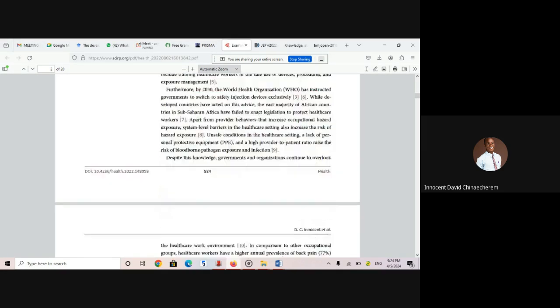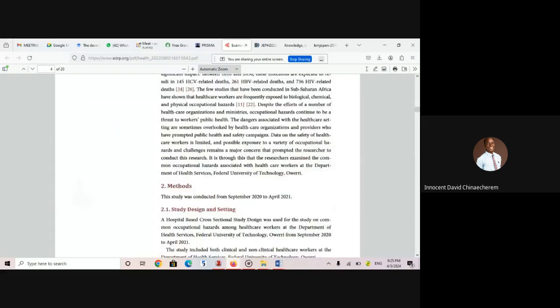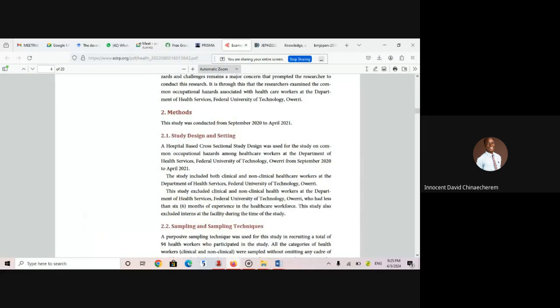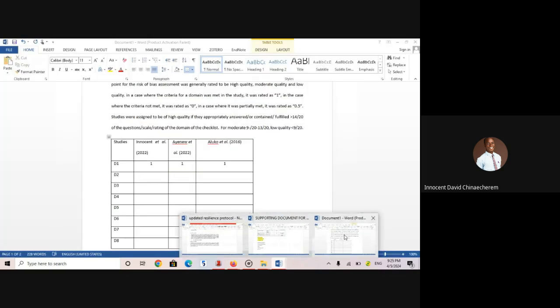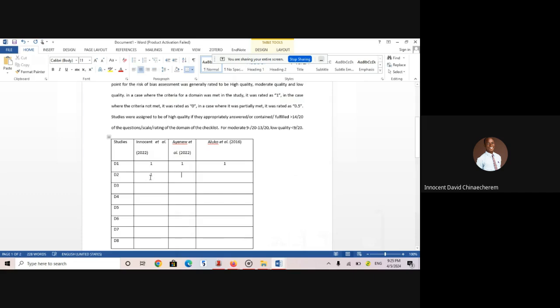From the question here, it was supposed to be descriptive. So meaning that we were to adopt a hospital-based cross-sectional study. A hospital-based cross-sectional study was appropriate for screening. It was an appropriate design for this particular study. So we noted, so it was clear. So I also score it 1.